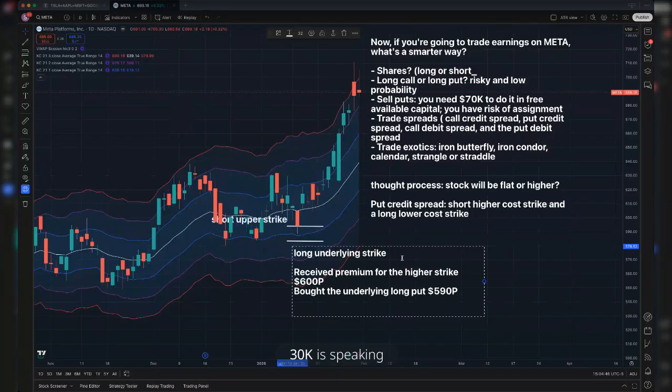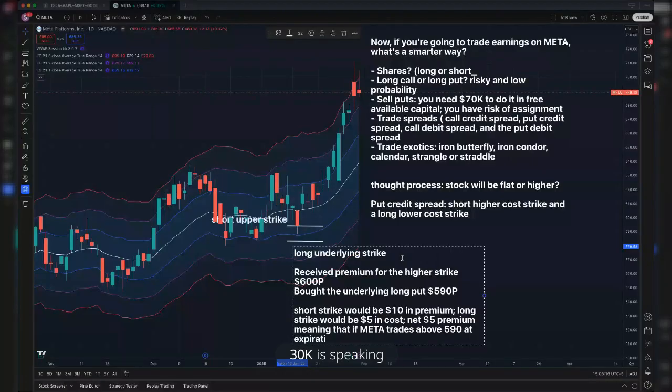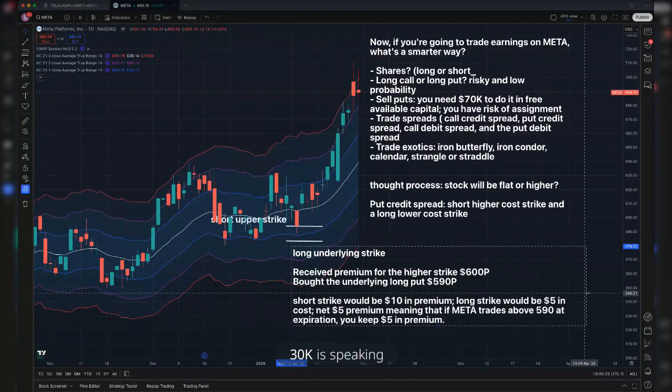So hypothetically, short strike would be $10 in premium. Long strike would be $5 in cost, right? So net $5 premium, meaning that if Meta trades above 590 at expiration, you keep $5 in premium, right? All right, this is actually the key point for this, right?